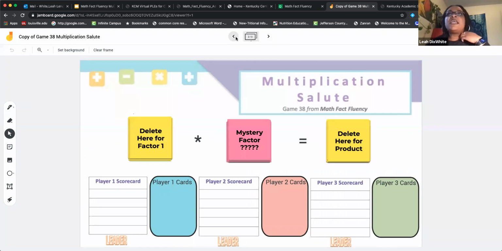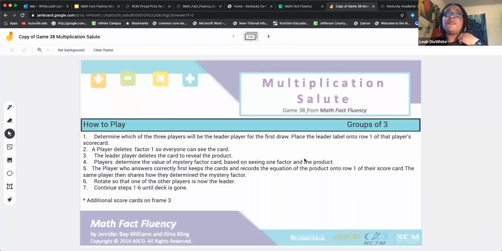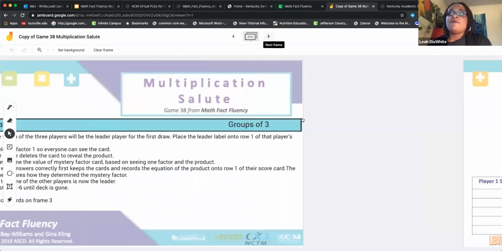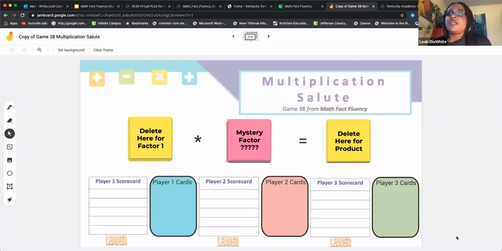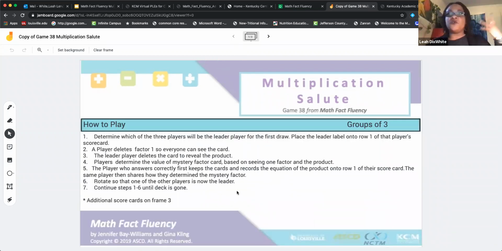And so here is a derived fact game. Instead of having the salute game, if you're familiar, you put the card on your forehead. We can't really do that in a digital setting. And so we've brainstormed a way for you to interact in this way. And I have to give Bonnie Rydell props for this brainchild of having the card selected in a way so that we can guess our mystery factor. If you look at the directions, you start by determining who's the leader.